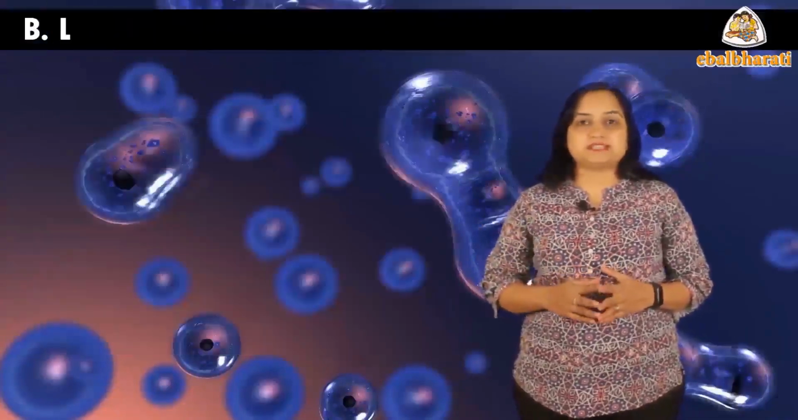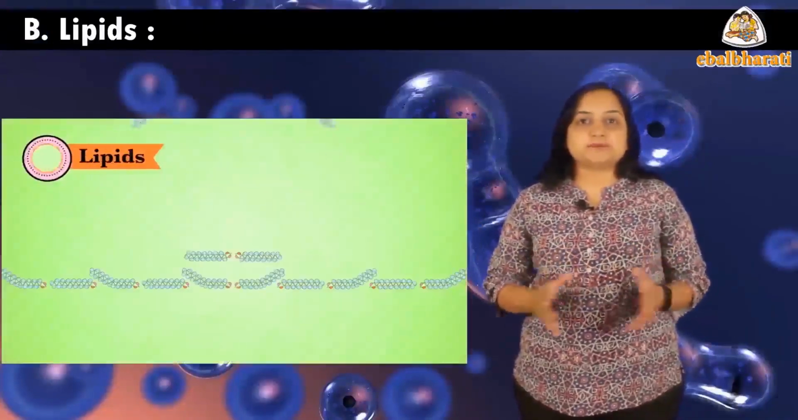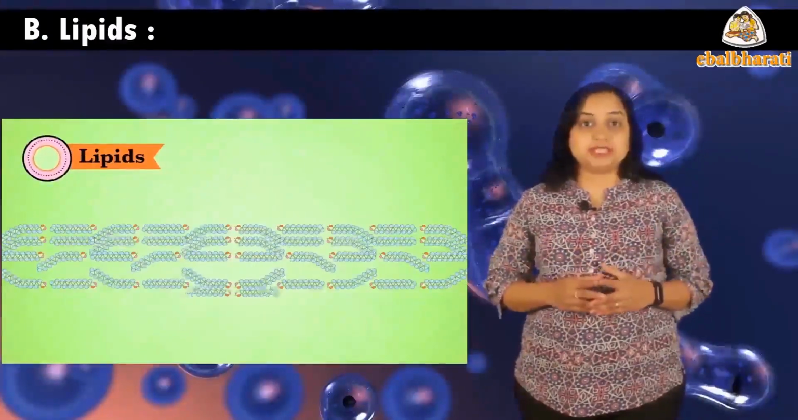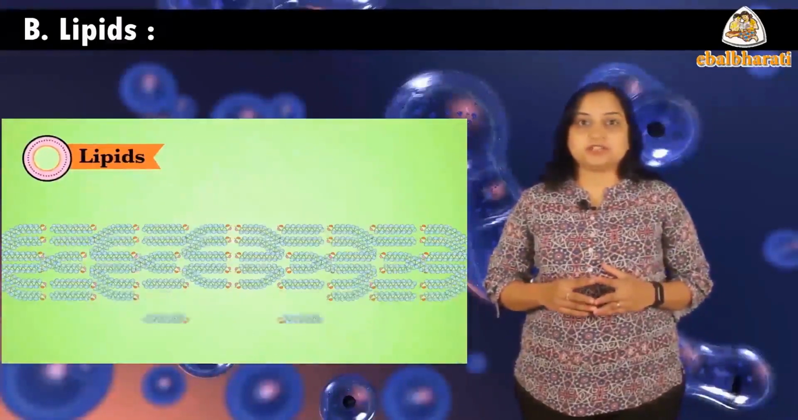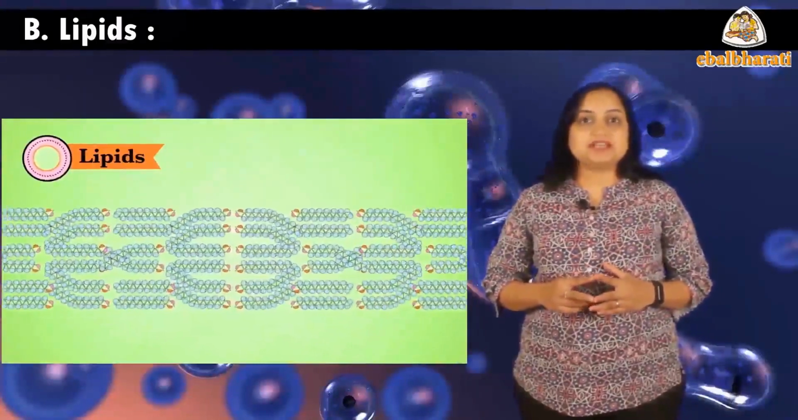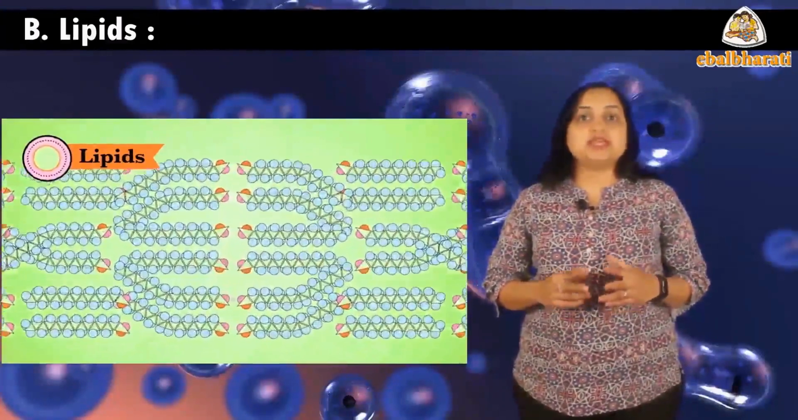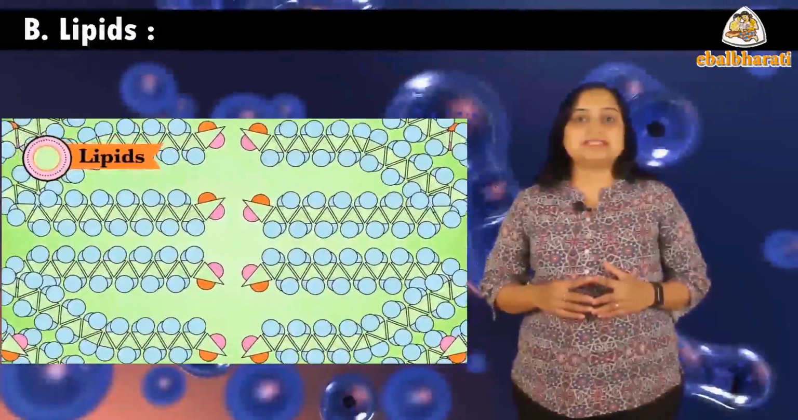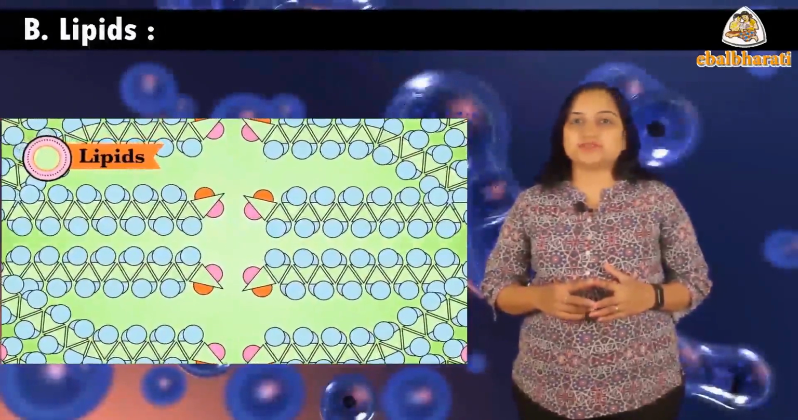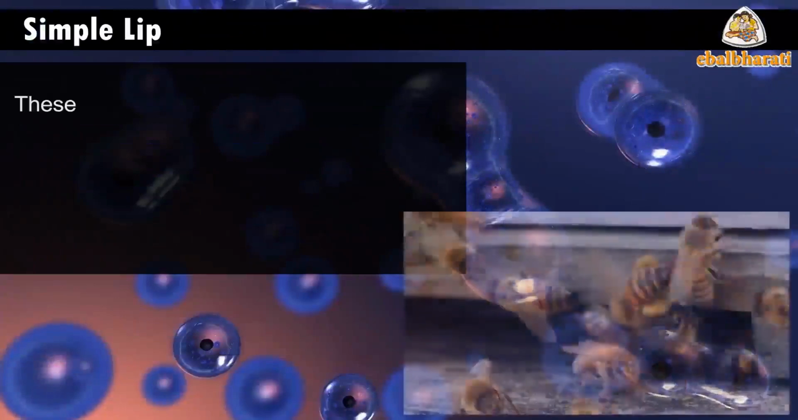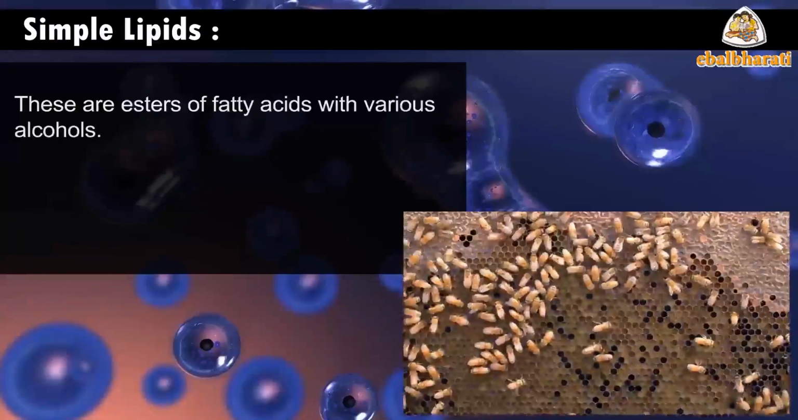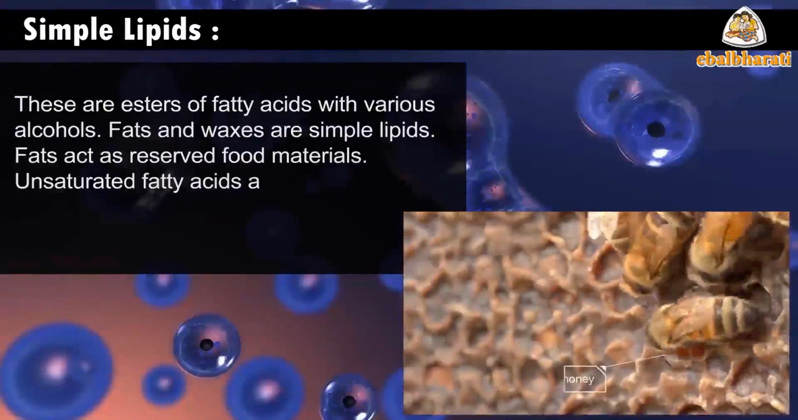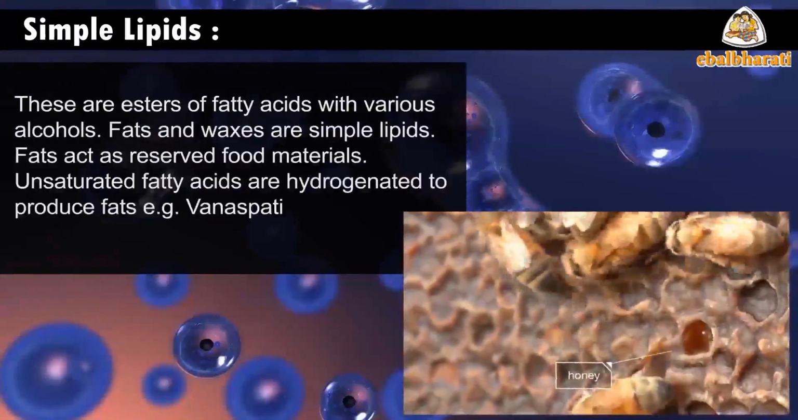B. Lipids. These are a group of substances with greasy consistency with long hydrocarbon chain containing carbon, hydrogen and oxygen. In lipids, the hydrogen to oxygen ratio is greater than 2:1. In carbohydrates, it is always 2:1. Simple lipids. These are esters of fatty acids with various alcohols. Fats and waxes are simple lipids.